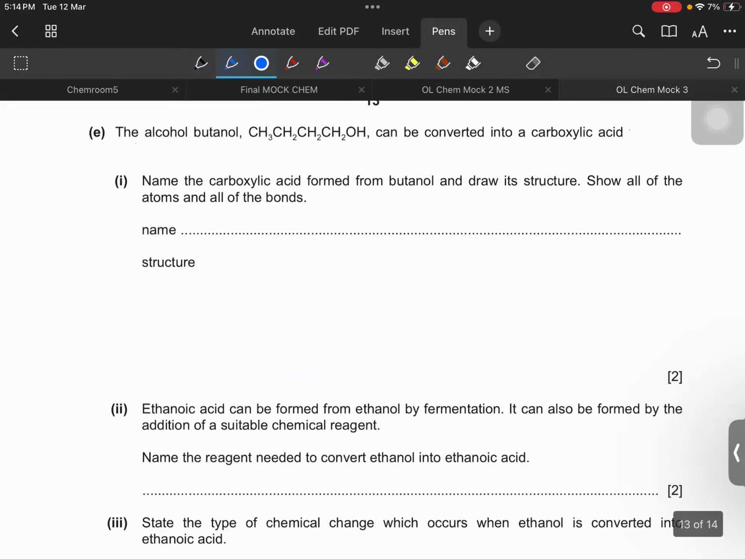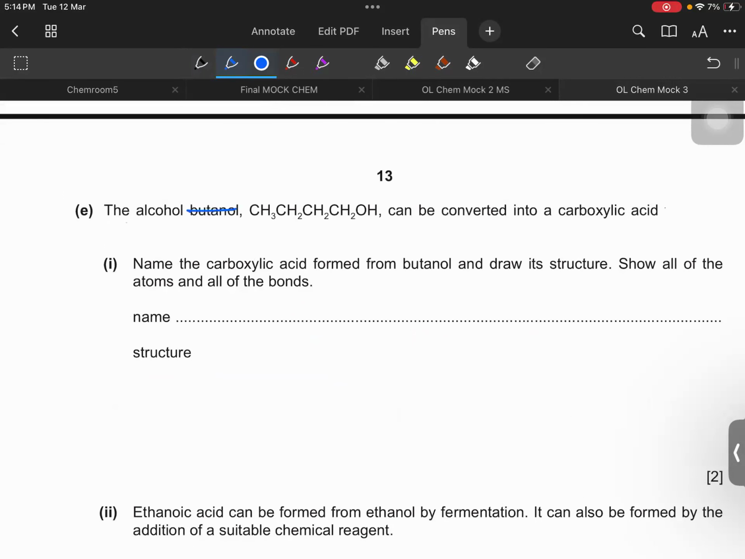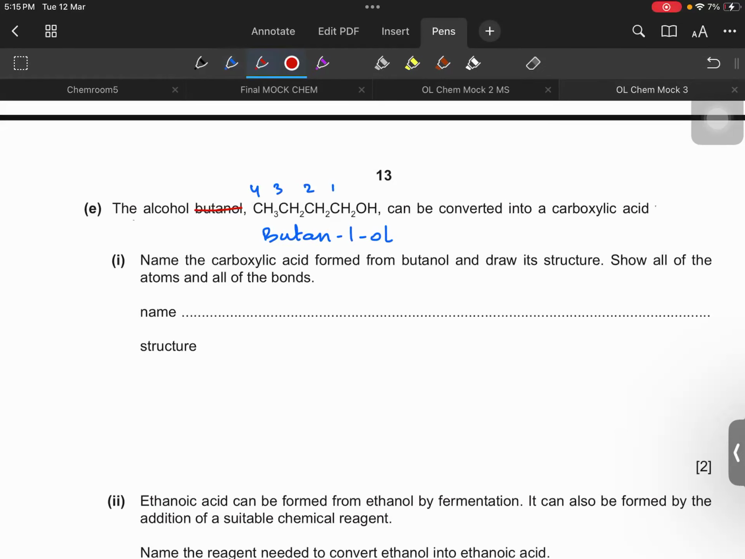The alcohol butanol can be converted into a carboxylic acid. By the way, can you please rectify the name of butanol? What is the correct name? You should add a number in the answer. Butan-1-ol, 1, 2, 3, 4. Butan-1-ol can be converted into a carboxylic acid by oxidation. Name the carboxylic acid formed.